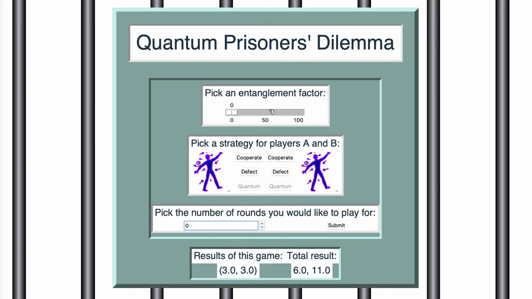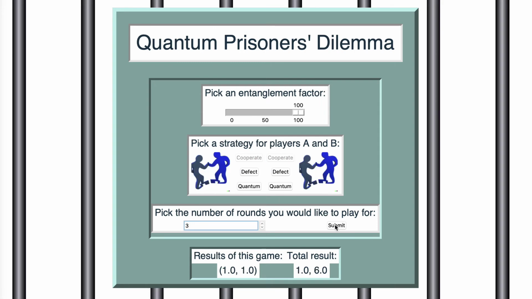So now let's say we choose to maximize the entanglement. What would happen now to all these strategies? Well, what we see is that the classical strategies will actually remain the same, no matter what the entanglement factor is. So let's say we do cooperate defect again, defector still gets all the points, defect, it's still 1-1, and cooperate will still be 3-3, which is obviously still the best choice overall.